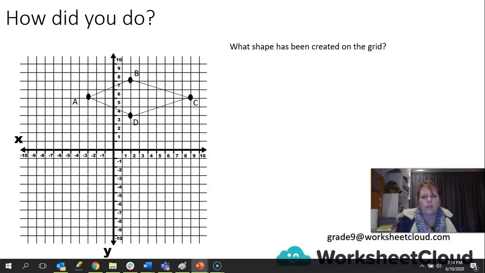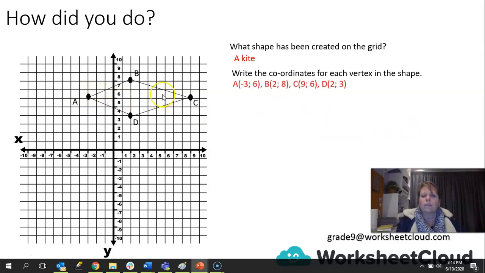Right, let's see how you did. Okay, there's the shape. What shape has been created on this grid? It is a kite. You are absolutely right. Okay, what was the next question? Write down the coordinates for each vertex in the shape. All right, so A is going to be (-3, 6). Sorry about that. B will give me (2, 7).